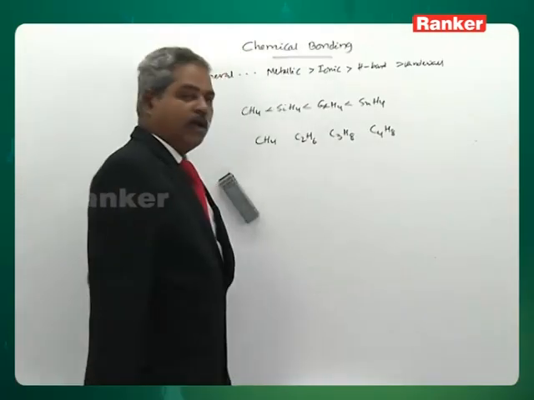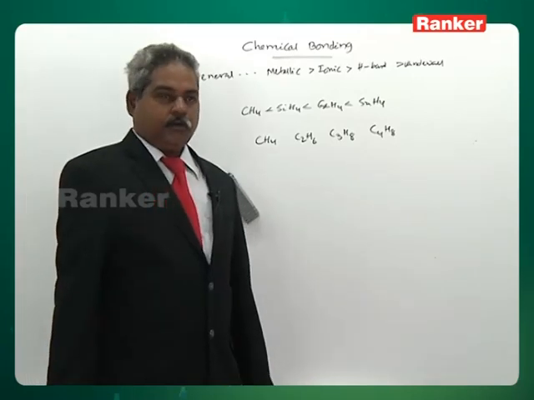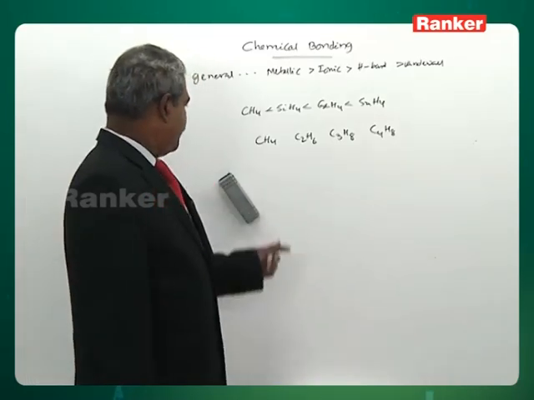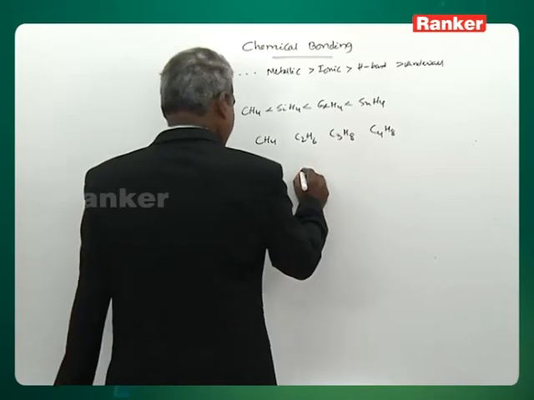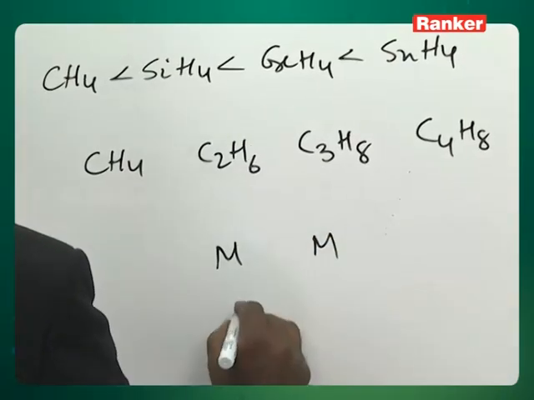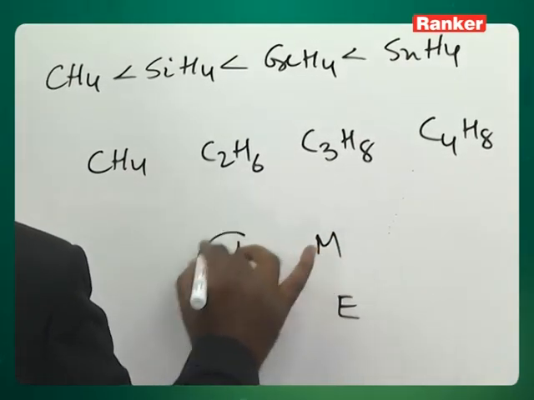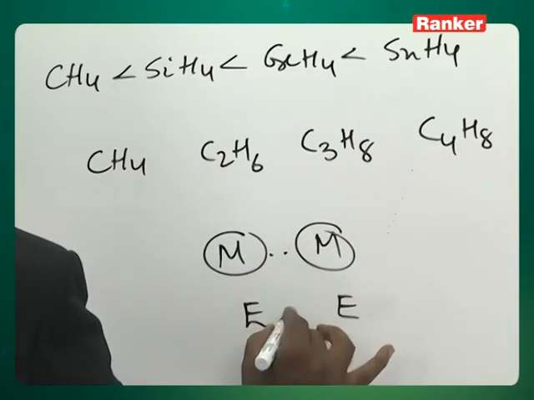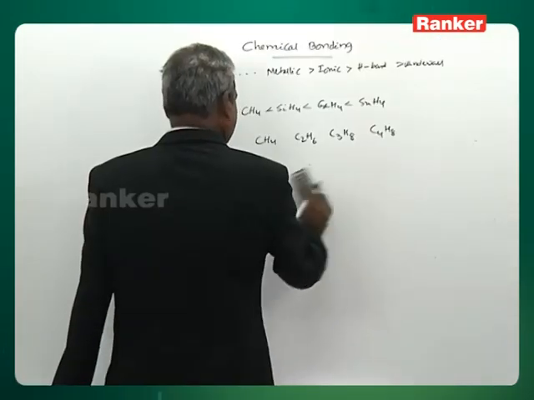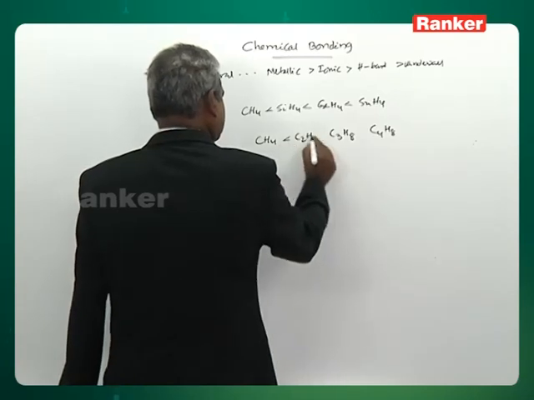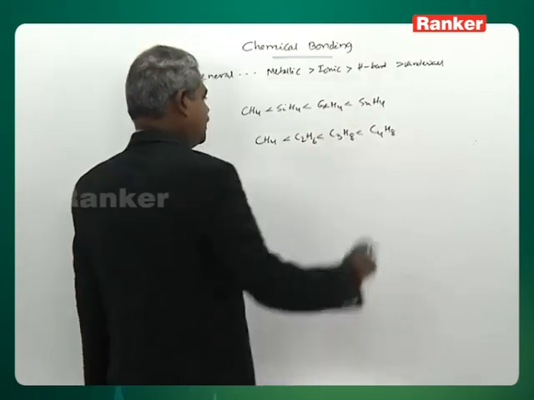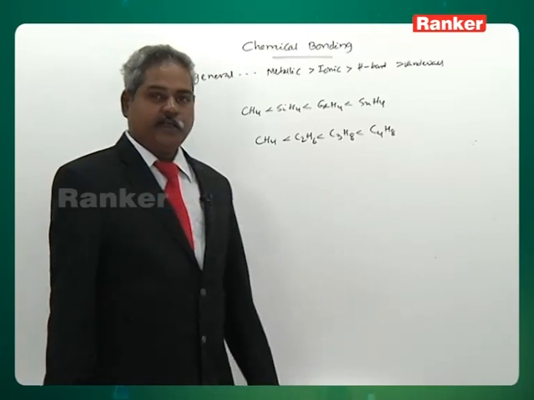The first 4 alkanes. How to compare? Between methane and methane, and ethane and ethane. What exists? Nothing, nothing except van der Waals. Therefore, only mass. Greater the mass, greater the molecular weight, greater the boiling point.